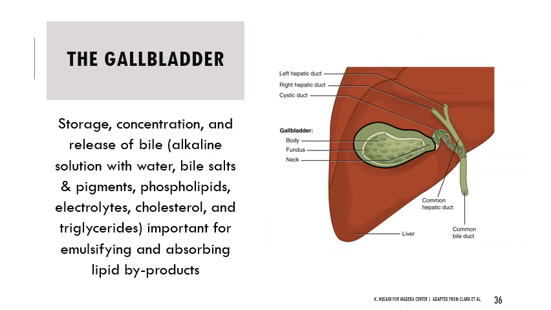So affiliated with the liver, we have the gallbladder. Hopefully when you dissected the fetal pig, you were able to take out the liver and look at the back of it and see the gallbladder. It's this tiny green bubble where you basically store extra bile and have it on retainer so it can get released into your digestive system. And so that bile has a lot of alkaline material. It has bile salts and pigments, different phospholipids, electrolytes, cholesterol, and triglycerides.